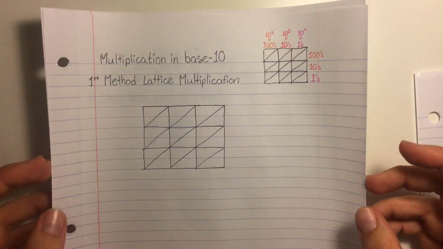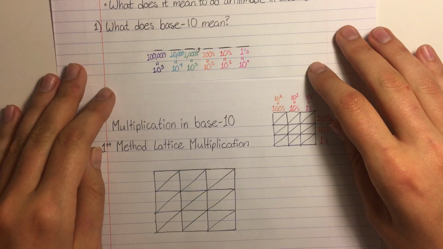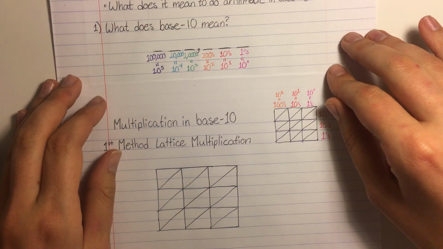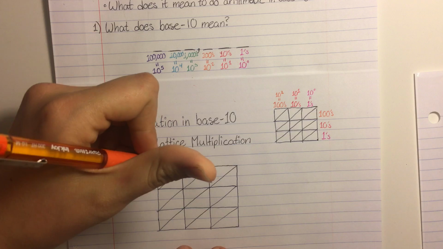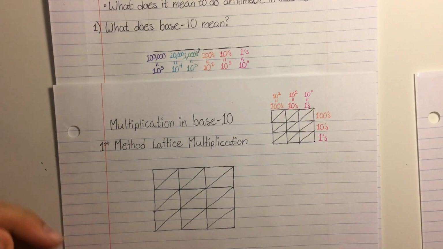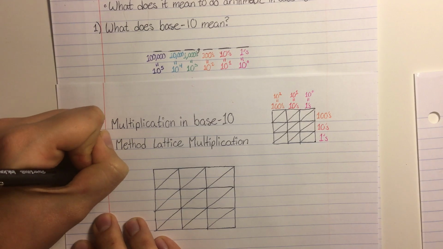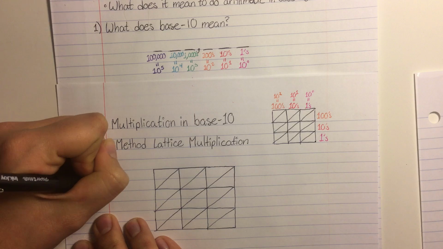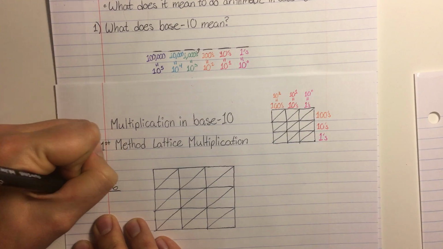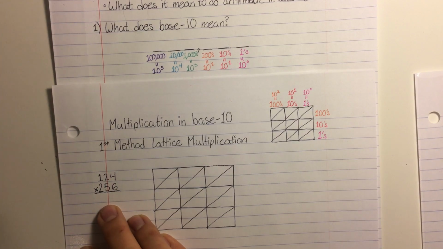So we're also going to start with the lattice method. I'll bring this up to keep our colors for the different place values. So we're going to talk about the lattice method to do the example of multiplying 124 times 256. We'll be multiplying those two together. So that's going to be our big overarching question.